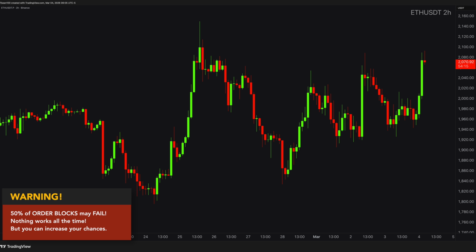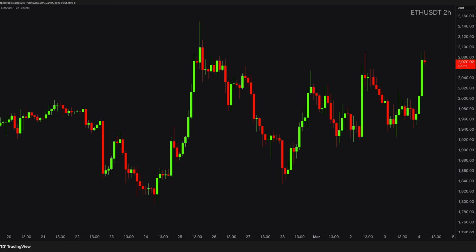Naturally, this concept does not work every single time, and it is important to understand that. However, when it does work, it usually leads to strong and aggressive price movements. If you look at this chart right here, you can clearly see a clean supply order block in this area. It is also combined with a large imbalance zone that formed right after a structural break.